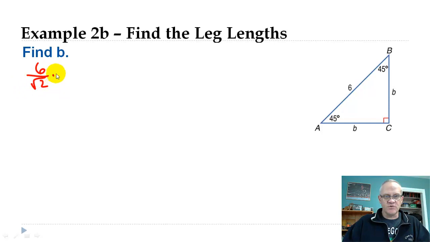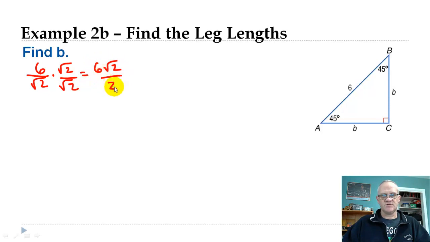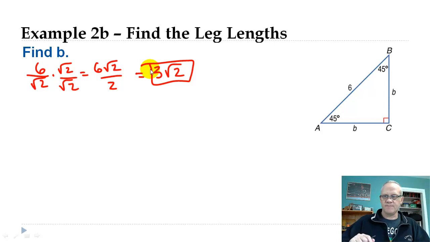So I'm just going to multiply by the square root of 2 over square root of 2. So this equals 6 square root of 2 over 2. And then 6 divided by 2 is 3. So our answer there would just be 3 square root of 2. Okay? Hopefully you're seeing that a little bit more easily.